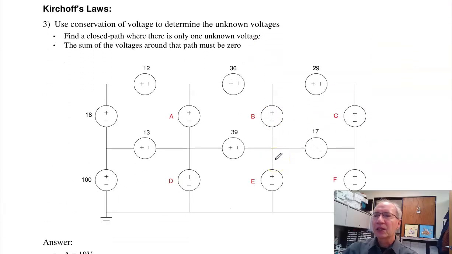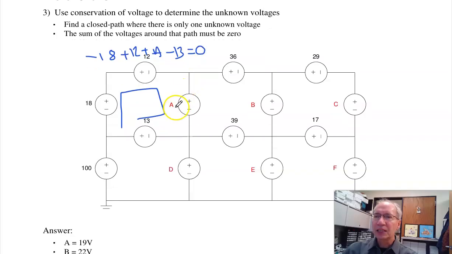Problem 3. Kirchhoff's law is conservation of voltage. If I go around a path and wind up back where I started, all the voltages have to add up to 0. So as I go around this loop, I get minus 18. Put the minus sign first, I'll subtract. Plus sign first, I'll add. Plus 12. Plus A. Minus 13. And I'm back where I started. That's got to add to 0. Doing that, solving for A, I get 19 volts.